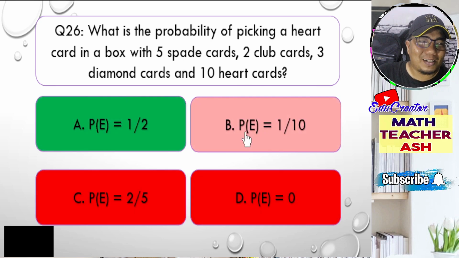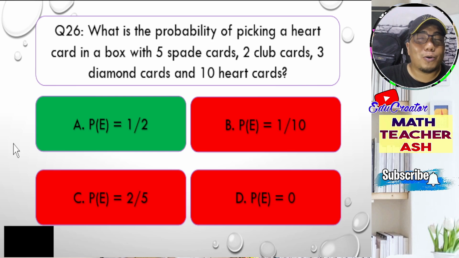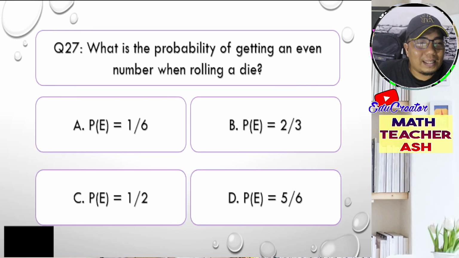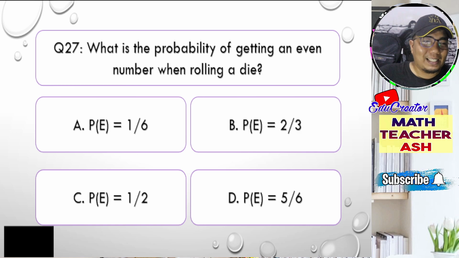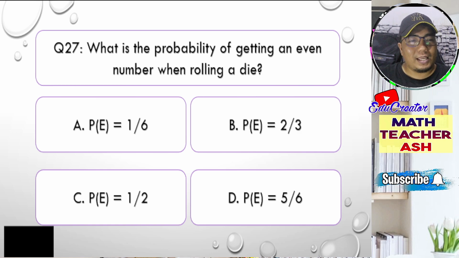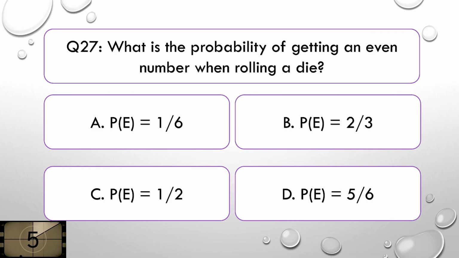Alright, my dear math learners, we just answered this problem. We go now to question number 27. What is the probability of getting an even number when rolling a die? Is it A, 1/6, B, 2/3, C, 1/2, or D, 5/6? I'll give you 5 seconds to think about your answer.